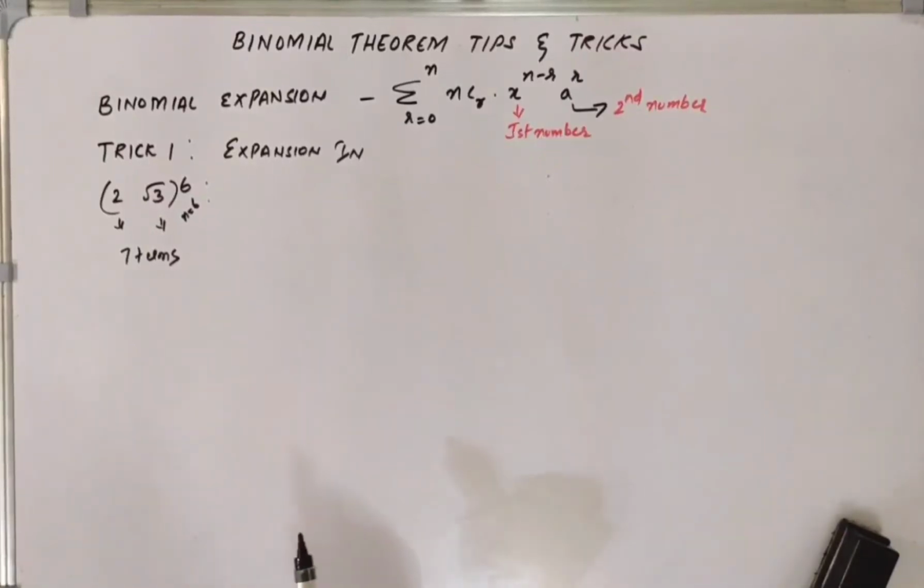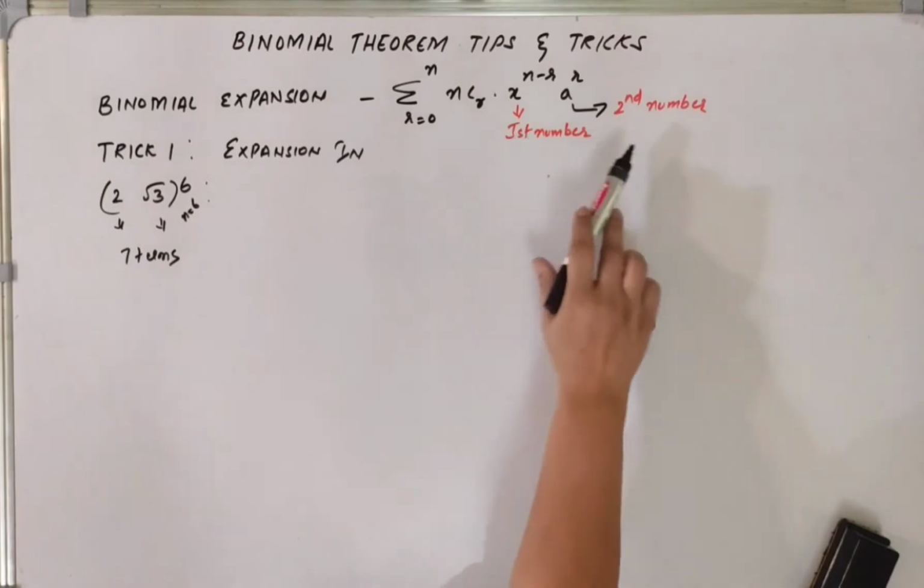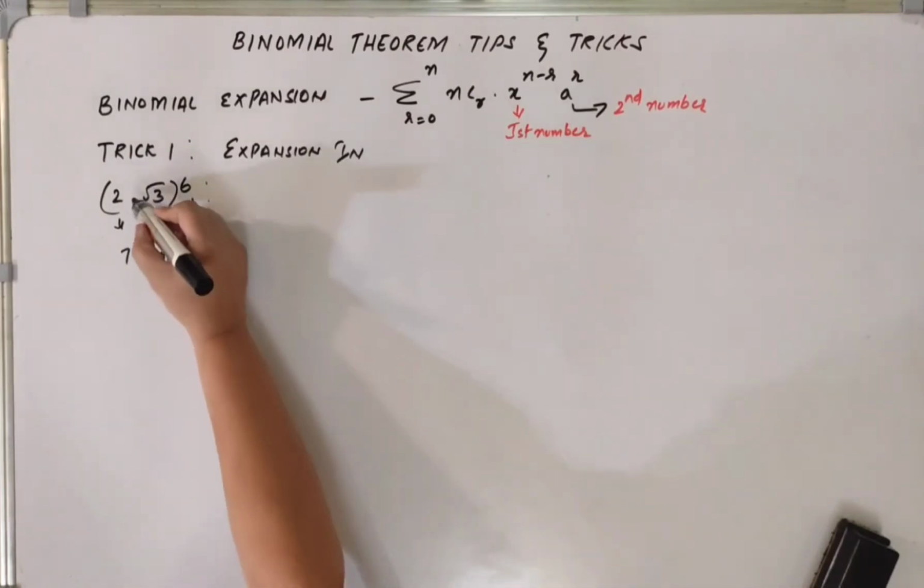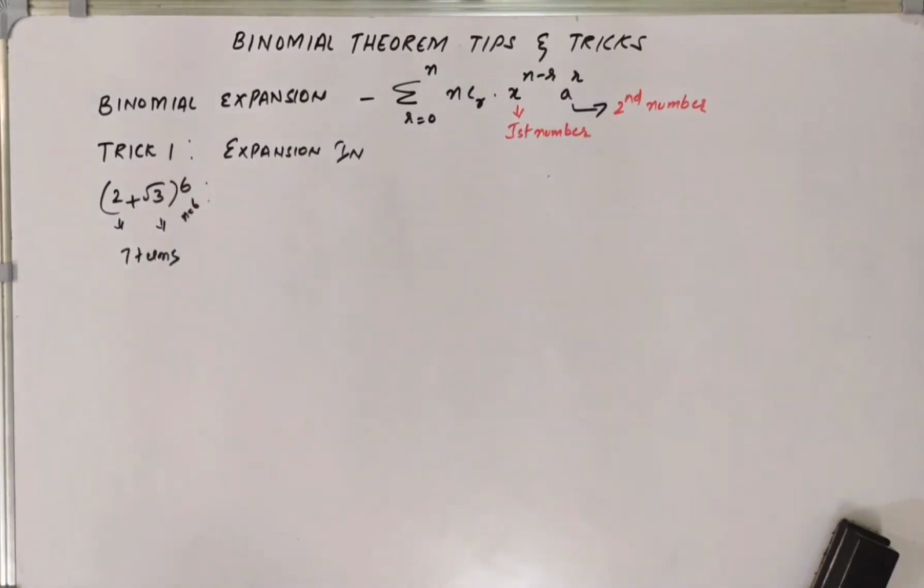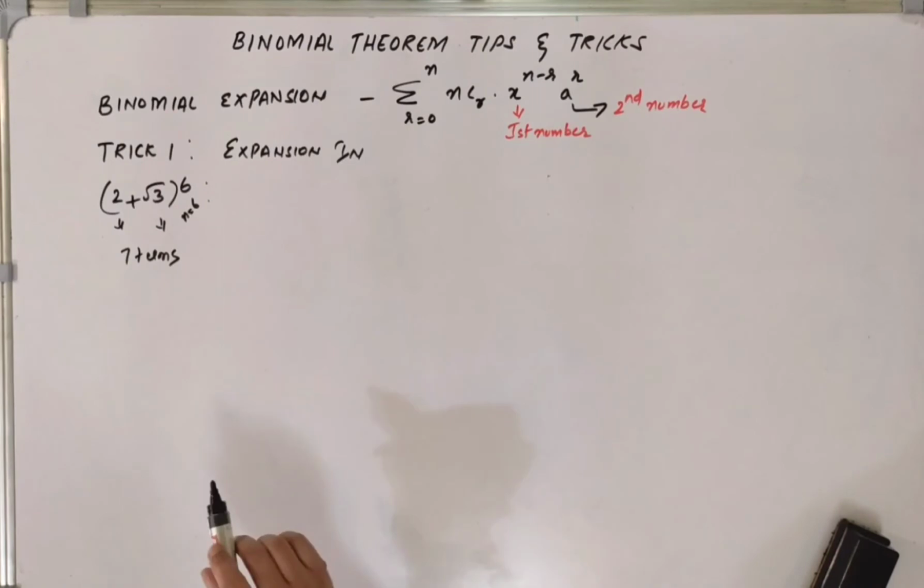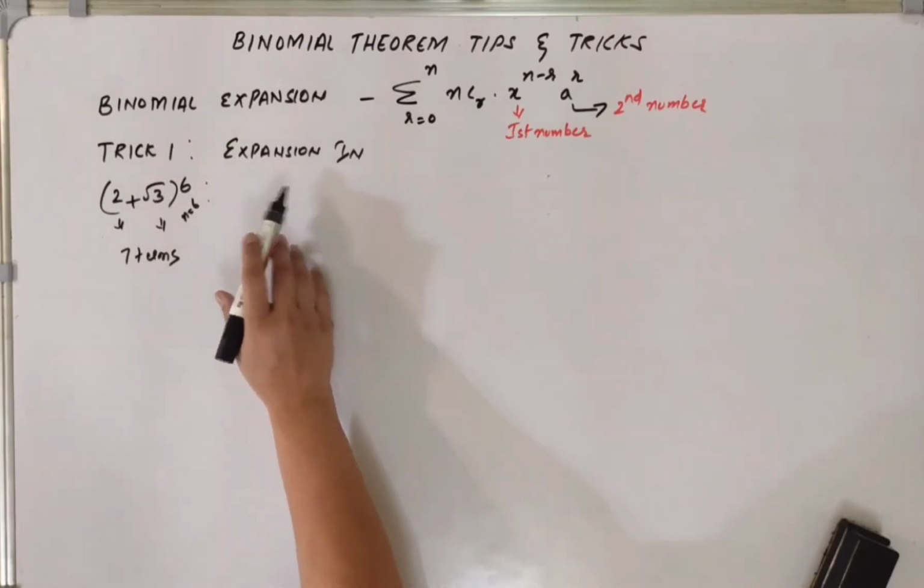Let's go through tips and tricks for binomial theorem or binomial expansion. So we know the formula for binomial expansion. The first trick for binomial expansion is, let us go through tips and tricks for binomial theorem. There are multiple tricks. Trick number 1, to get an easy and quick way of binomial expansion.